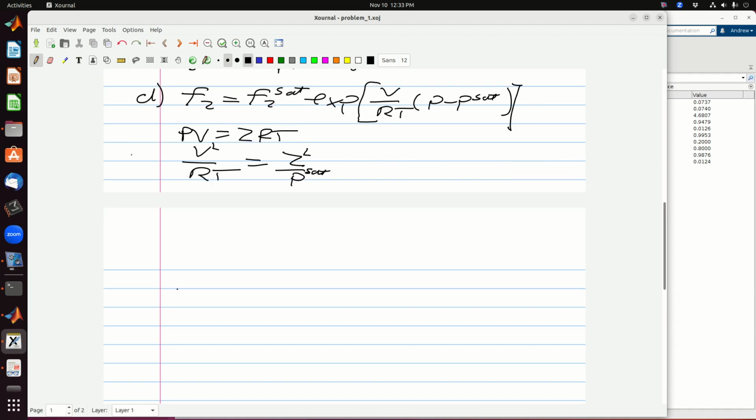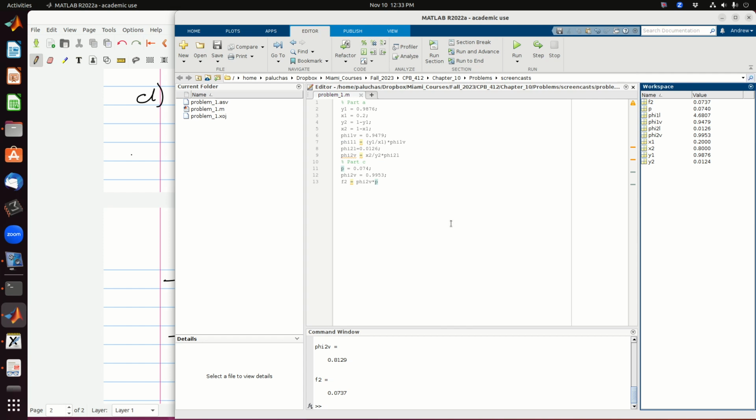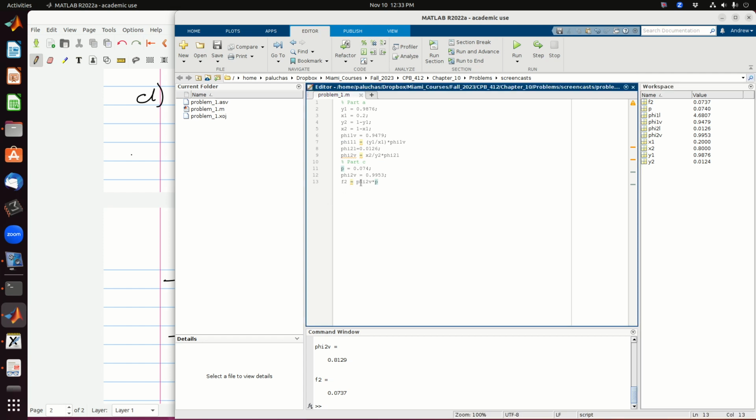So F2 then is going to be equal to F2 sat, which I just computed, times the exponential of ZL over PSAT times P minus PSAT. Okay, cool. So let's go ahead and compute it. And notice that the units of pressure will cancel. Z is dimensionless, so my exponential is dimensionless. So the units of F2 are just that of F2 sat.